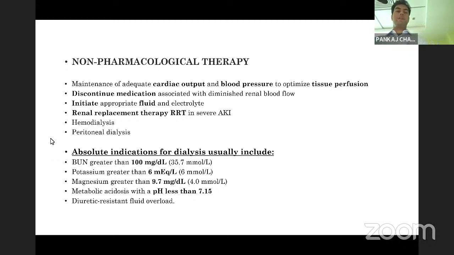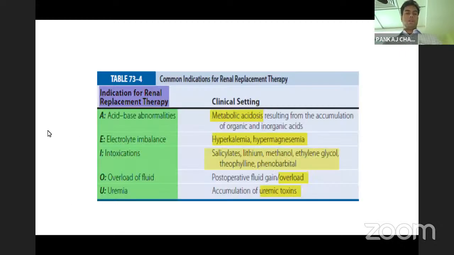Absolute indications for dialysis include blood urea nitrogen greater than 100 milligram per deciliter, potassium greater than 6, magnesium greater than 9.7, metabolic acidosis with pH less than 7.15, and diuretic-resistant fluid overload. Common indications for renal replacement therapy are acid-base abnormalities, electrolyte imbalance, intoxication, overload of fluid, and uremia.